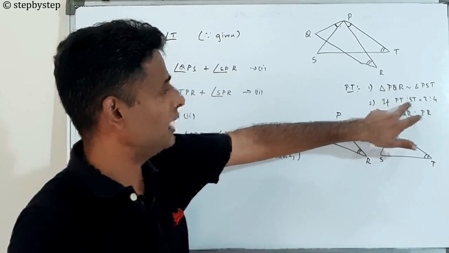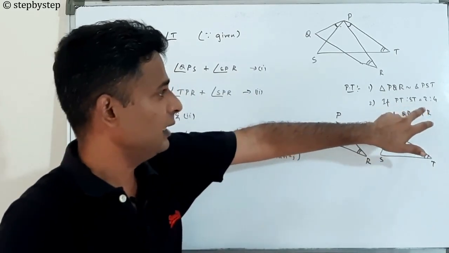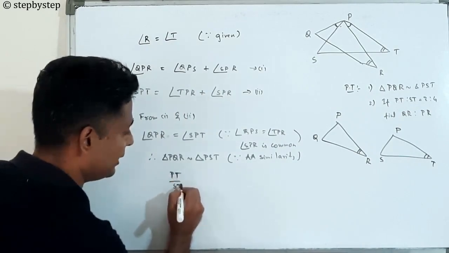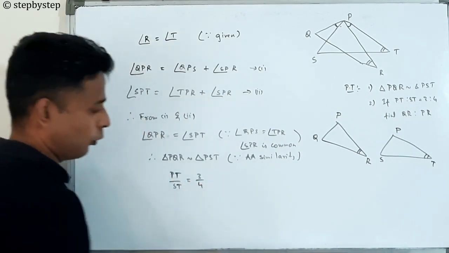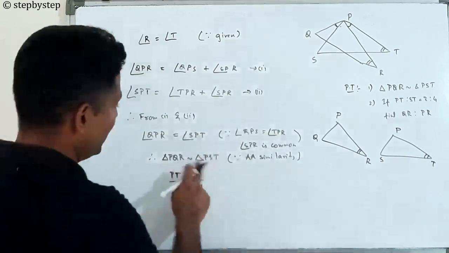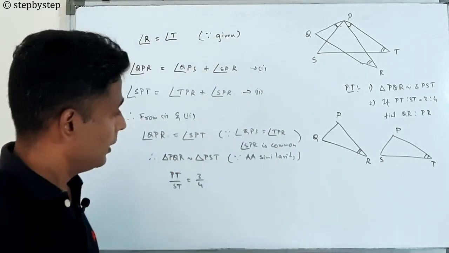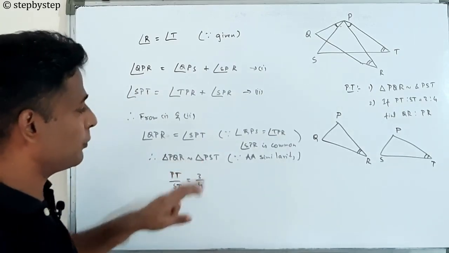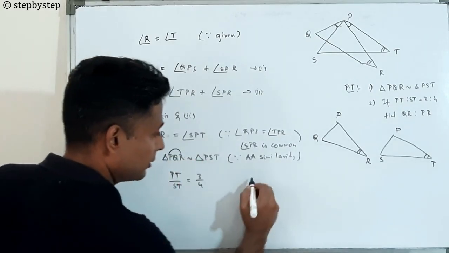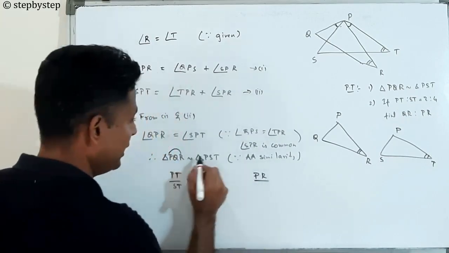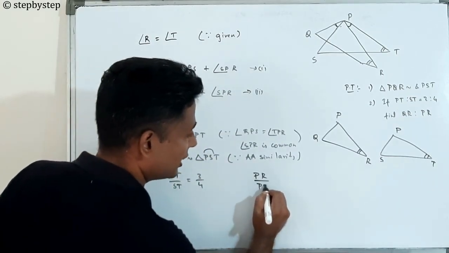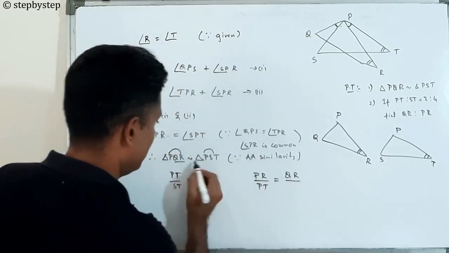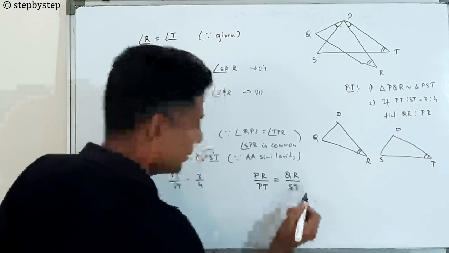Now they have told us PT is to ST is 3 is to 4. So what does that mean? PT by ST equal to 3 by 4, right? Now from these two triangles, what can you tell? So now we have proved that these two triangles are similar. So from this, what do we get? We get PR by PT, right? Corresponding sides equal to QR by ST. This is what we get.